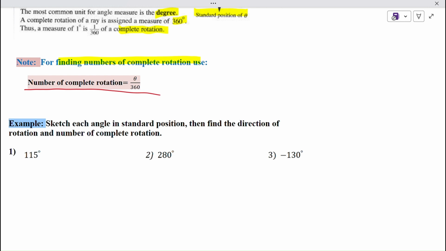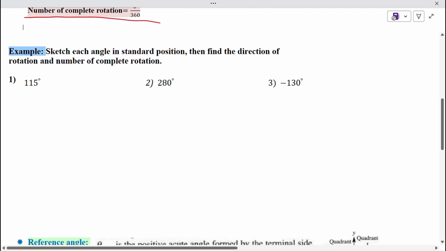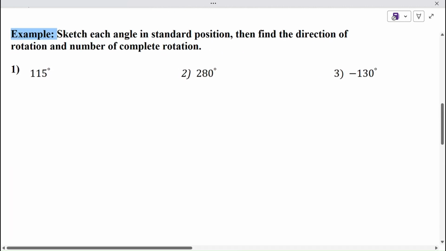Now, guys, let's solve these examples. This example says: sketch each angle in standard position, then find the direction of rotation and the number of complete rotations. Guys, we could know the direction of rotation and complete rotations just from the sign of these angles, but it's okay, we will sketch the angle in standard position.